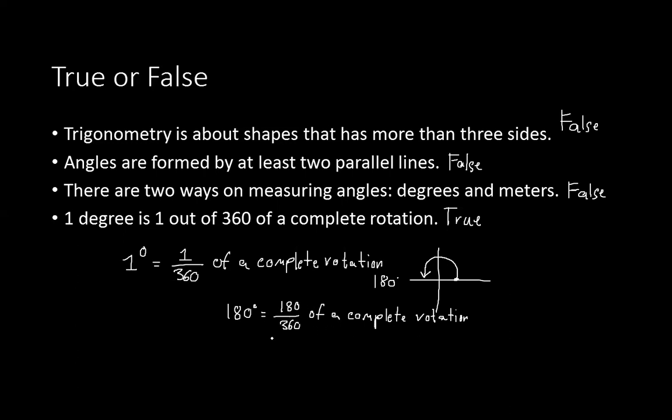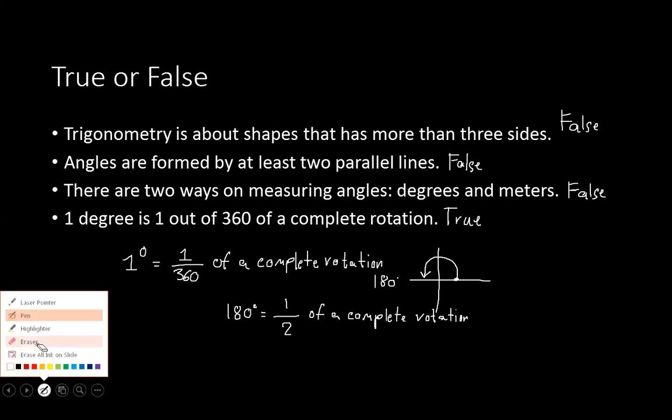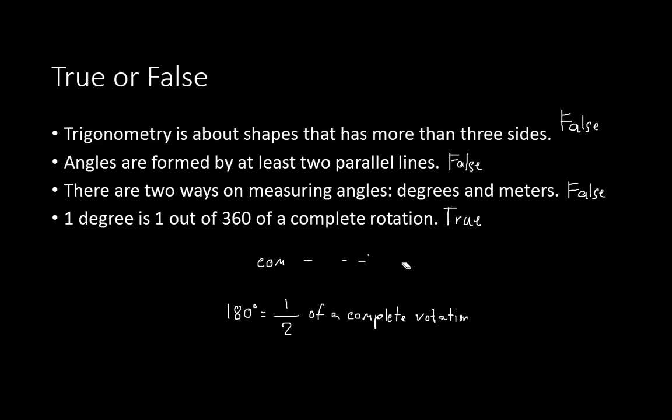Or we can simplify this fraction. 180 and 360 are both divisible by 180. So 180 divided by 180 is 1, and 360 divided by 180 is 2. So we can simplify this fraction as 1/2. In other words, 180 degrees is equivalent to 1/2 of a complete rotation. In other words, you just rotated halfway. So that is all. What's next? Wait, let me just erase this one.